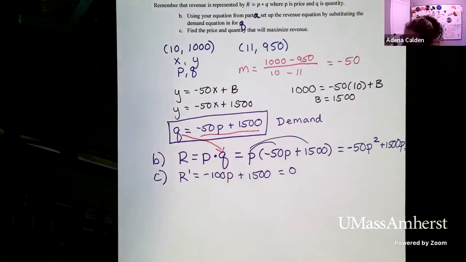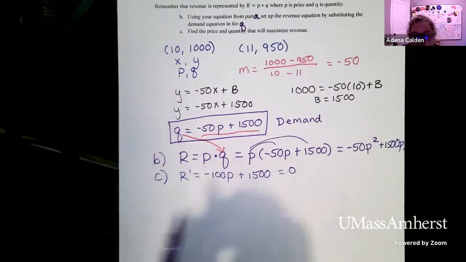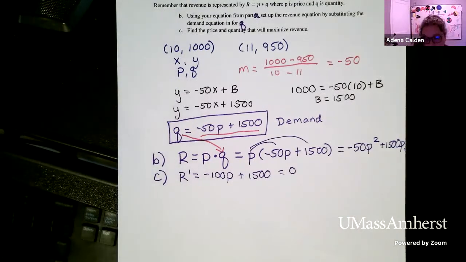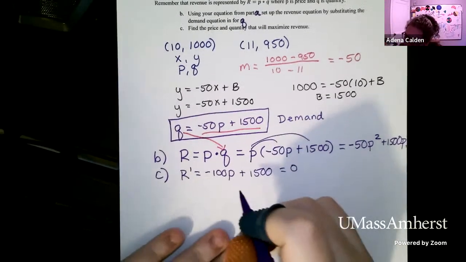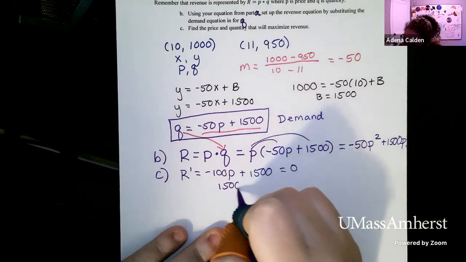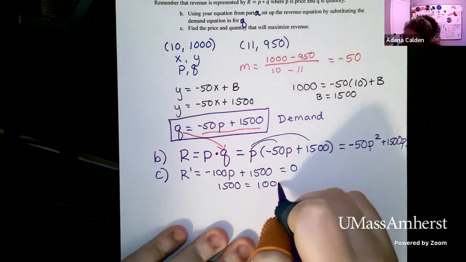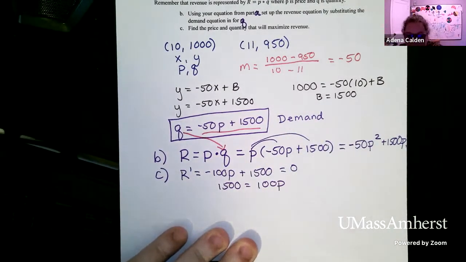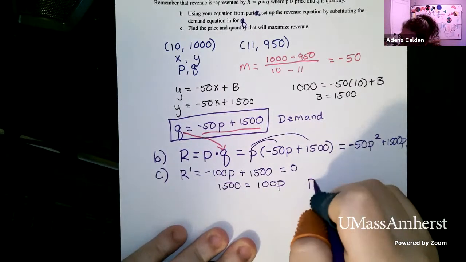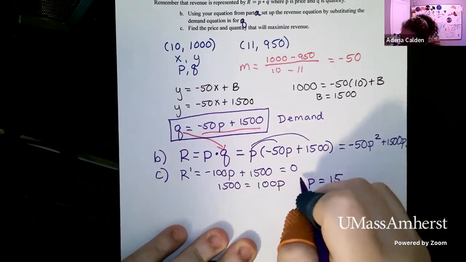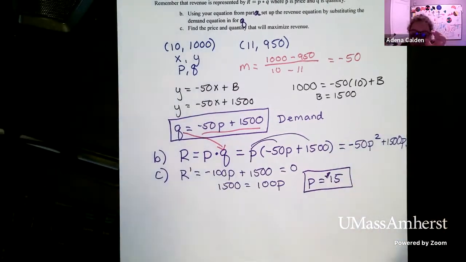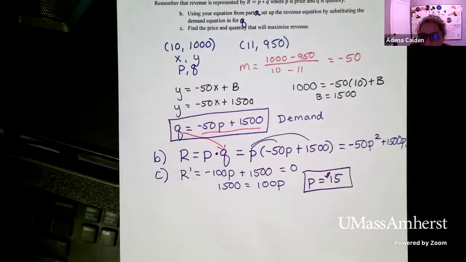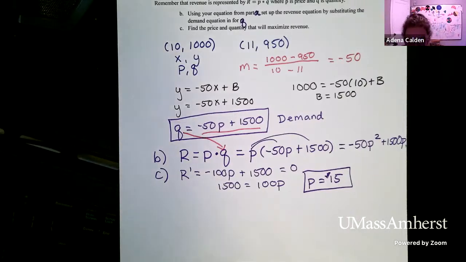So by solving this, this is going to give us the price that maximizes revenue. So we're going to add the 100p over. So 1500 equals 100p. We're going to divide both sides by 100. And we get p equals 15. Now remember, p is a price. So what that's telling us is that we should charge $15.